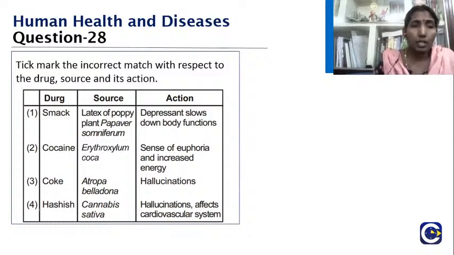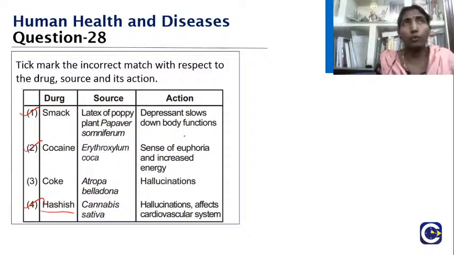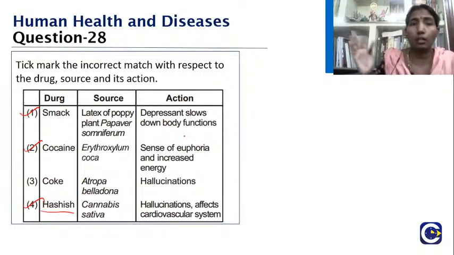So this hashish is a colloquial name. Cannabis sativa, hallucination, affects the cardiovascular system. What about smack? It is from the latex of the poppy plant Papaver. It's a depressant, which I already told. Cocaine, Erythroxylum coca, sense of euphoria. Euphoria is an ecstasy state, with increased energy they'll have.